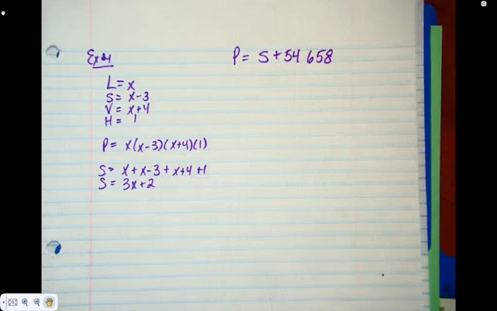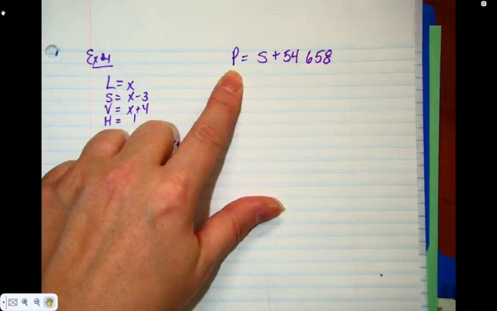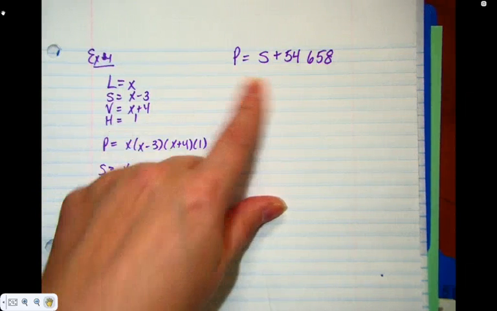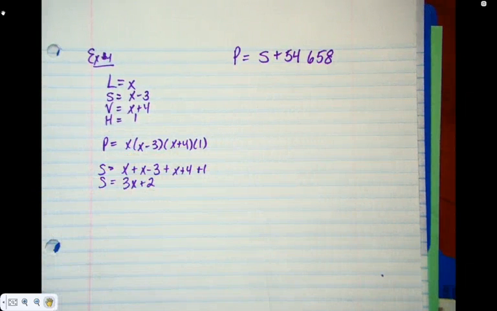54,658. I'm just going to repeat that. If I put it on the side with P, then the sum is going to be bigger. And we know it can't be bigger, so it has to go with the sum. Well, now let's just put in those expressions.